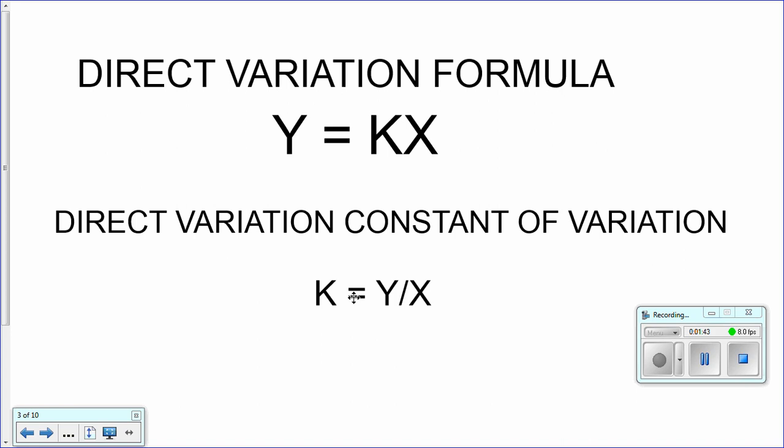The constant of variation for a direct variation is k equals y over x. Basically, I just took the direct variation formula and got k by itself by dividing everything by x. So the way you would get k is you would do the y value of an ordered pair divided by the x value, and it would be your k. And that would be the same for every single point on the direct variation.